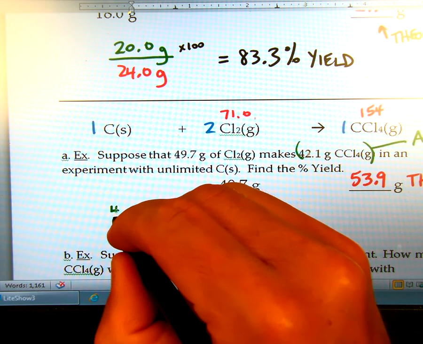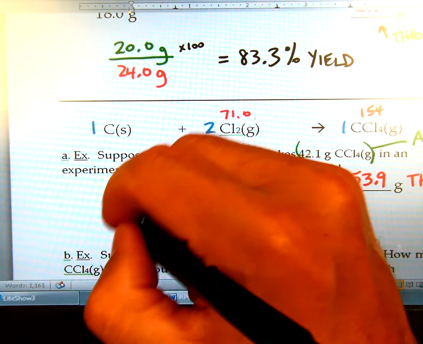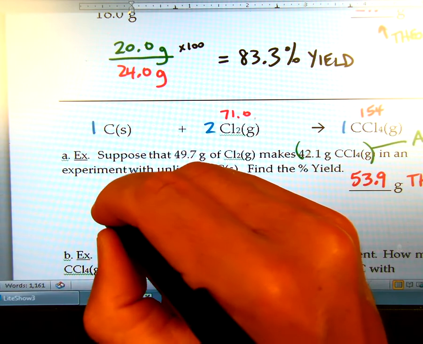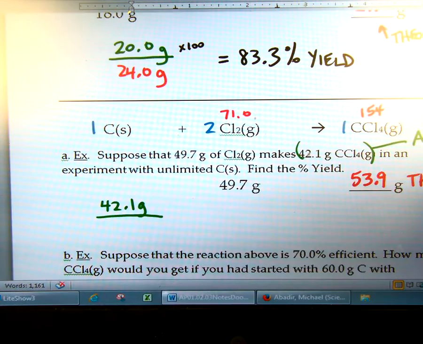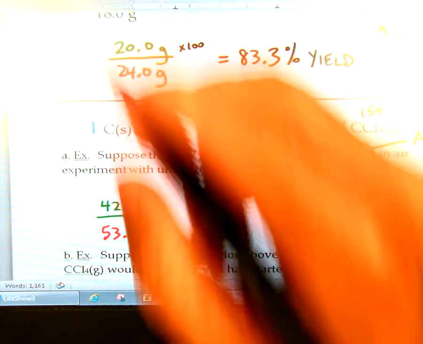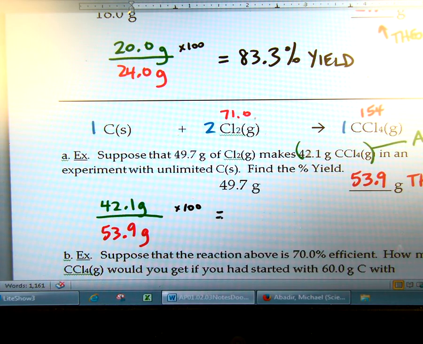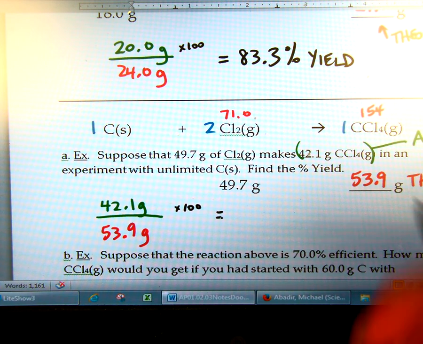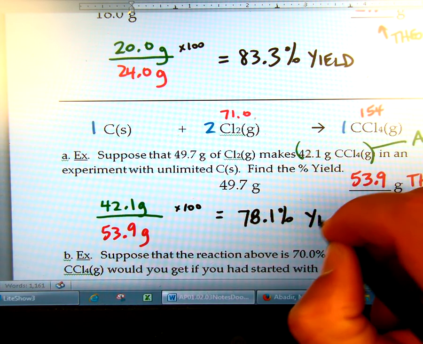So you're going to take your 42.1 grams divided by the theoretical, which is 53.9 grams, and then times 100, and that will give you 42.1 divided by 53.9 equals 78.1% yield.